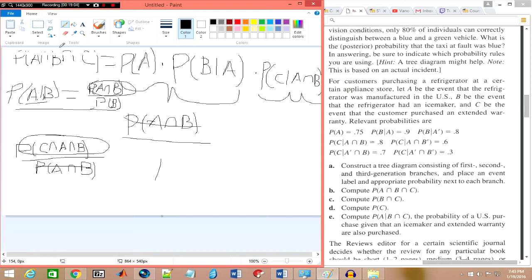Alright, so the probability of A intersect B intersect C is equal to the probability of A times the probability of B given A times the probability of C given A intersect B. And this is because this piece is equal to the probability of A intersect B, and this piece is equal to the probability of C intersect B intersect A all over the probability of A intersect B. Multiply that out, these cancel out. It's equal to this.